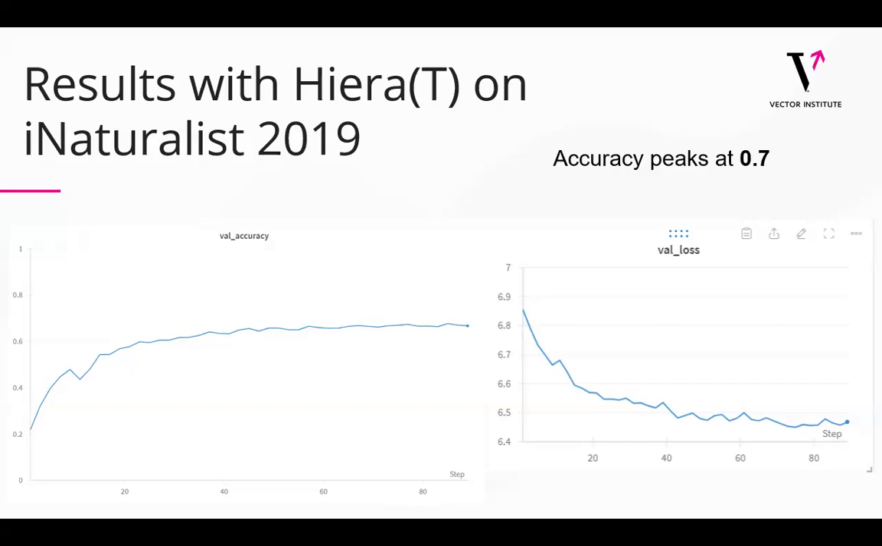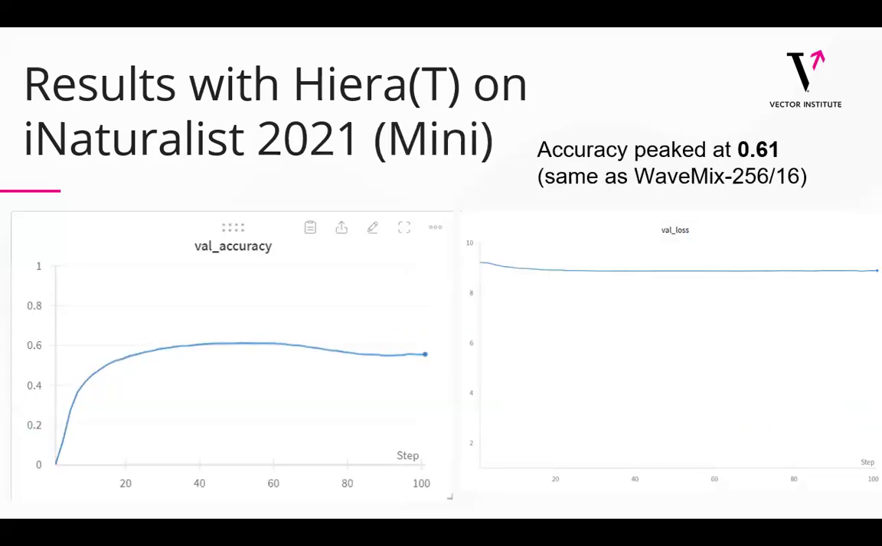Usually it would have peaked even more, but I was only able to train it for about 100 epochs instead of the recommended 300 epochs. An epoch is essentially every single loop. So I was only able to train it for 100 instead of 300. And then for iNaturalist 2021, I was able to get a peak accuracy of 0.6. This is kind of low, but the reason for this is that I used the mini dataset instead of the big dataset, just because of time constraints.